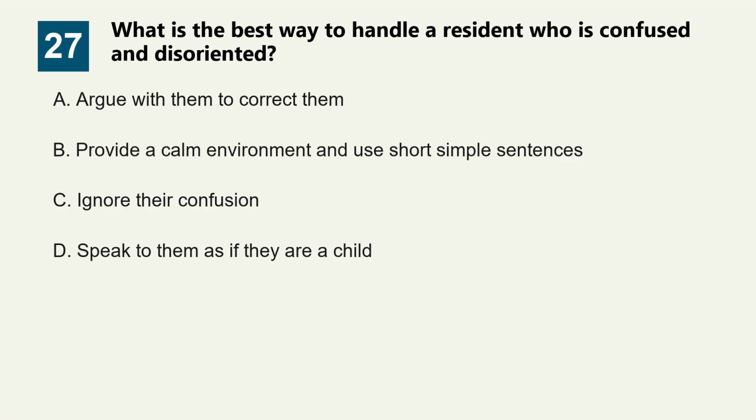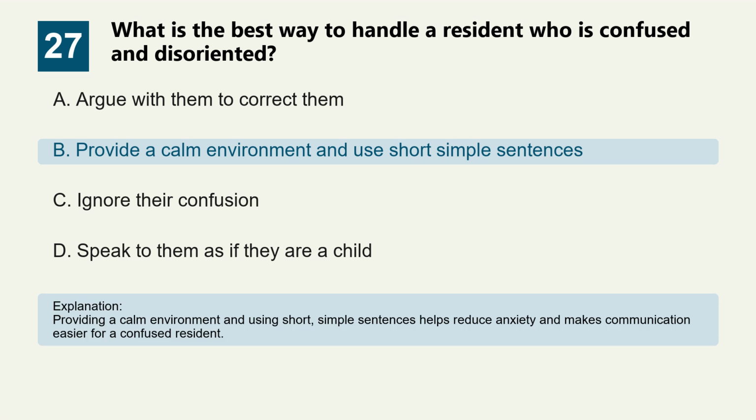Question 27. What is the best way to handle a resident who is confused and disoriented? Option A. Argue with them to correct them. Option B. Provide a calm environment and use short, simple sentences. Option C. Ignore their confusion. Option D. Speak to them as if they are a child. The correct answer is option B. Provide a calm environment and use short, simple sentences. Providing a calm environment and using short, simple sentences helps reduce anxiety and makes communication easier for a confused resident.